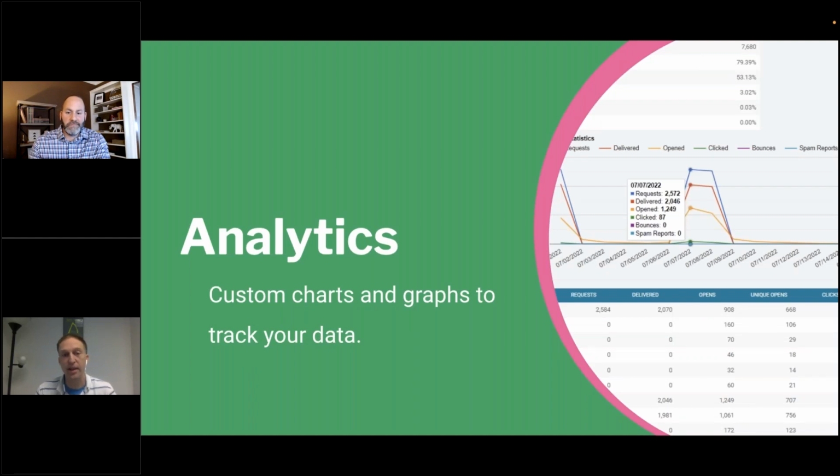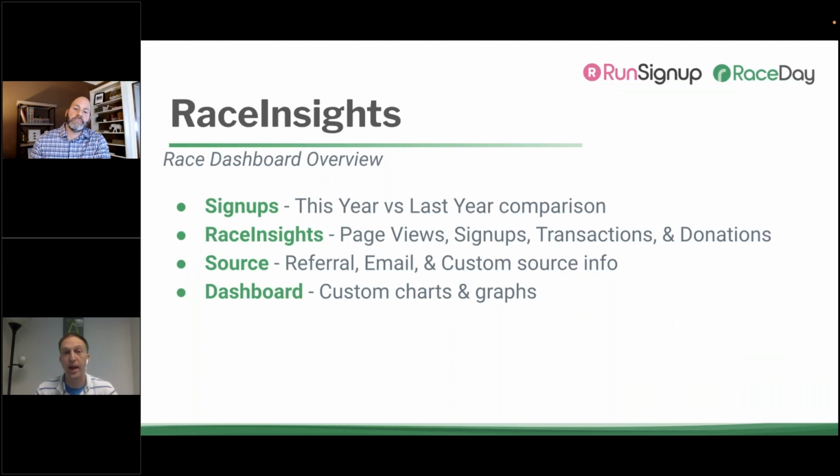Analytics. So after we're marketing, we want to see what happened, right? You can do Monday morning quarterback, and you can also do this in real time as the race is going on. So on your dashboard, we have race insights. It's similar to Google Analytics if you're familiar with that, but this is purpose-built for your race. So that's the chart with all the graphs and the lines and things like that.